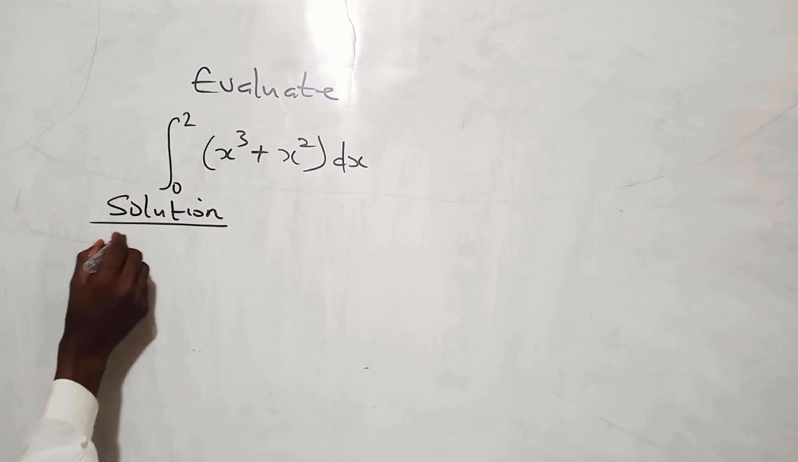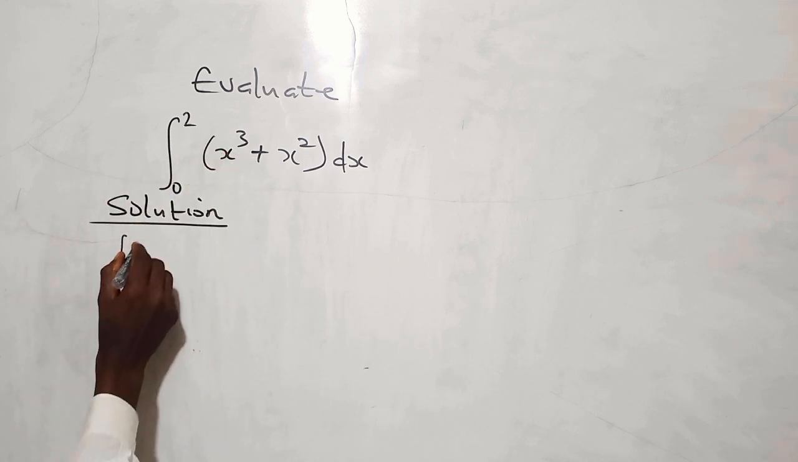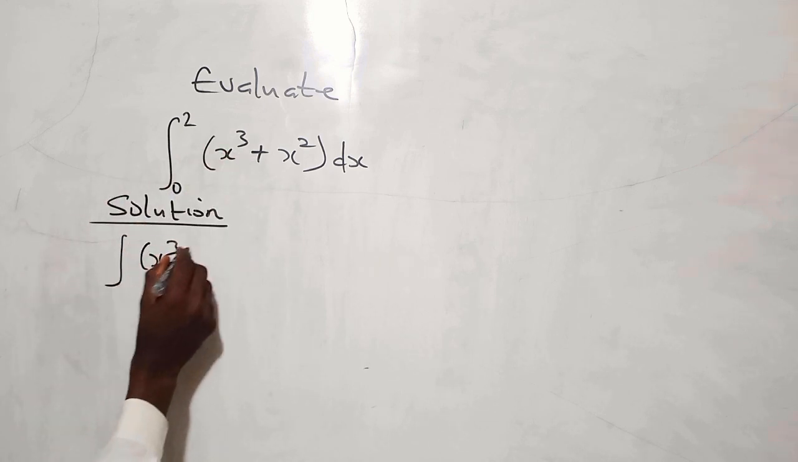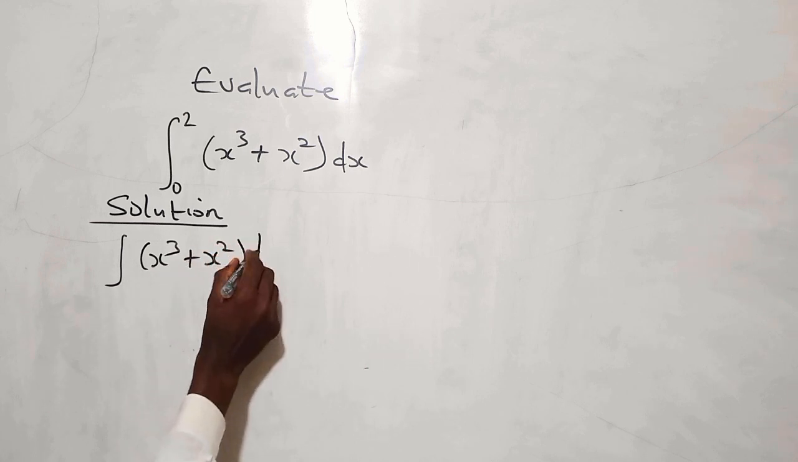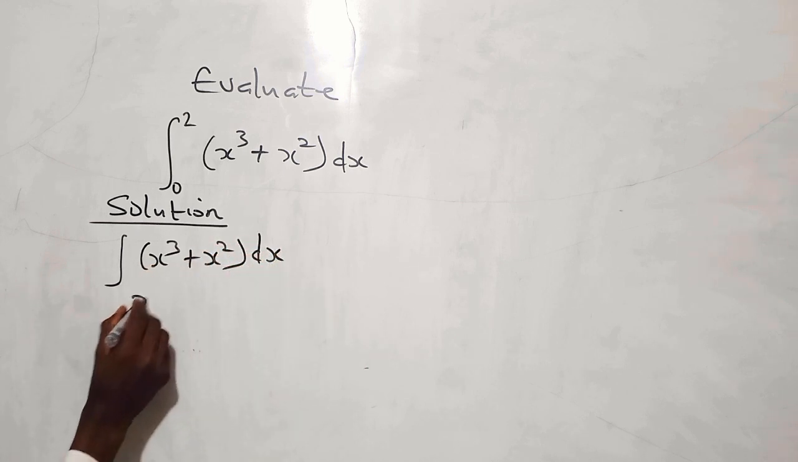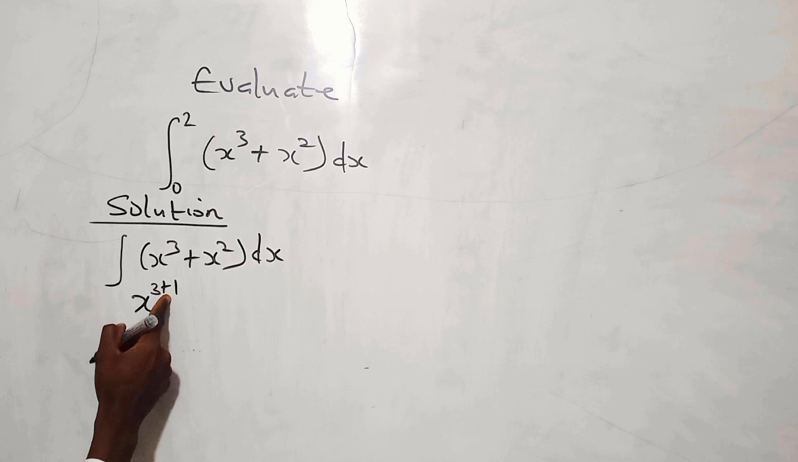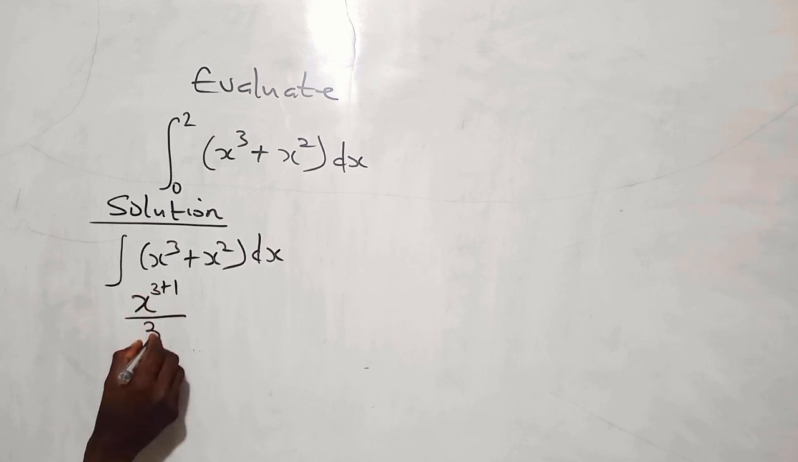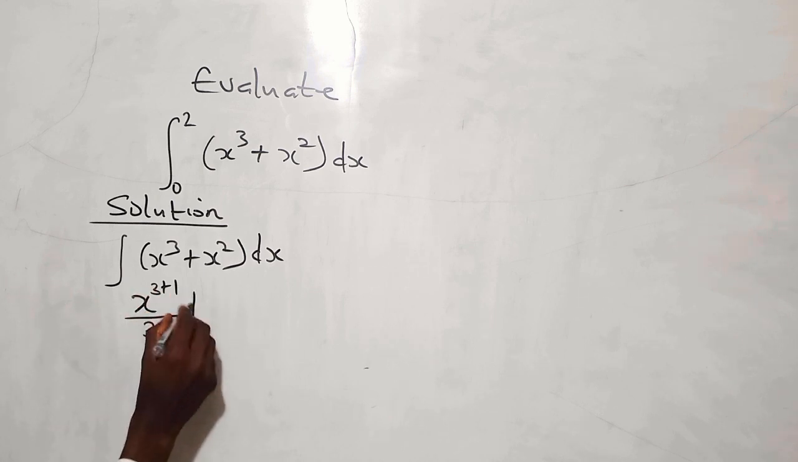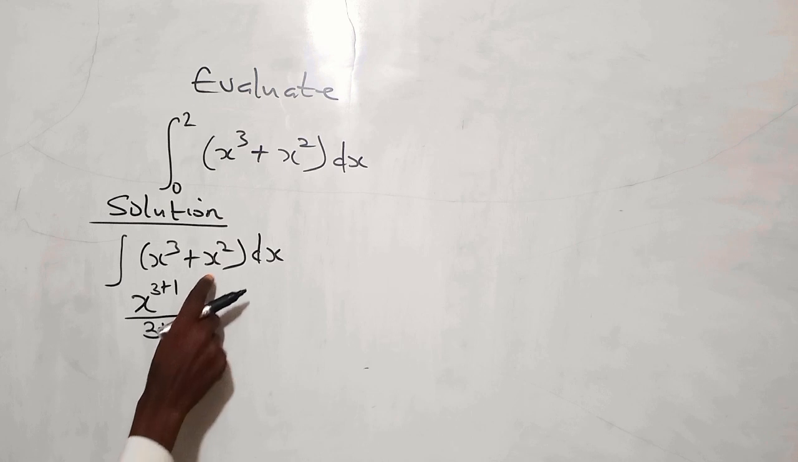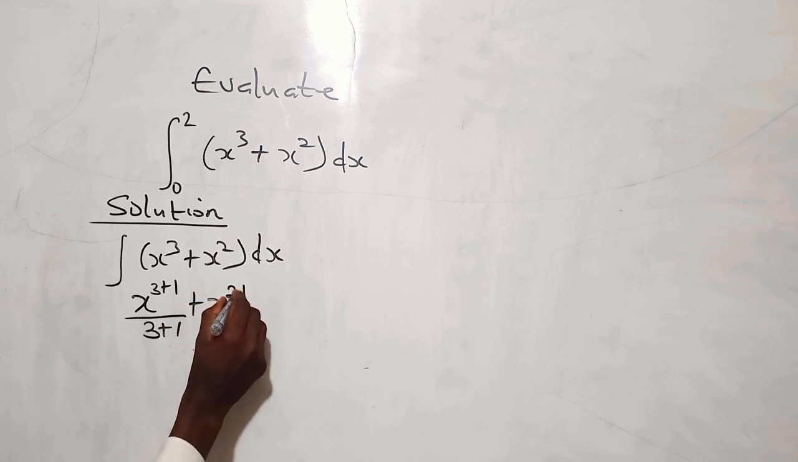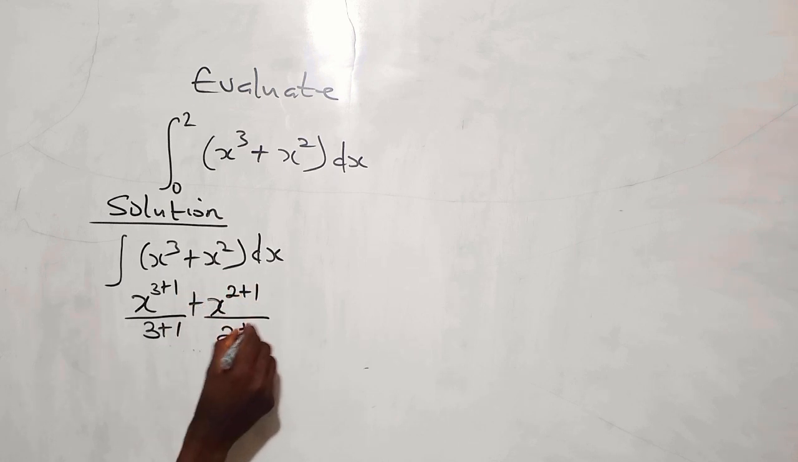Okay, so for the indefinite integral of x³ plus x² dx. Here we have x to the power 3, plus 1. We are adding 1 to the power, so we divide everything by the power. Plus x², we are adding 1 to the power, and we divide everything by the power.